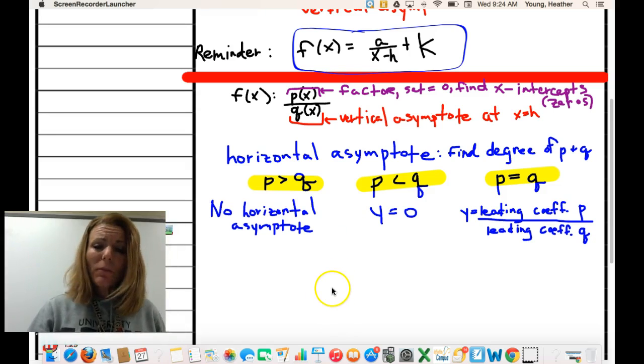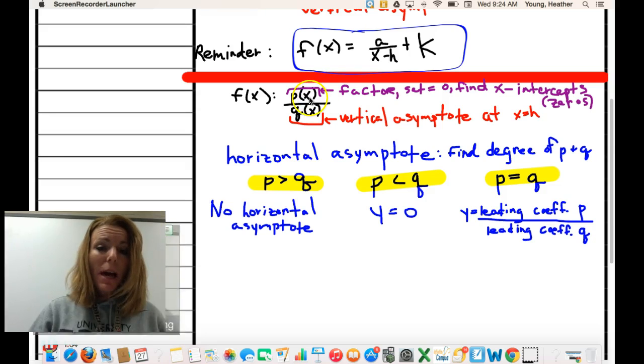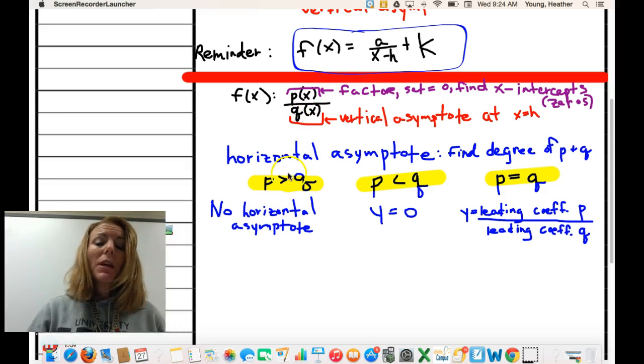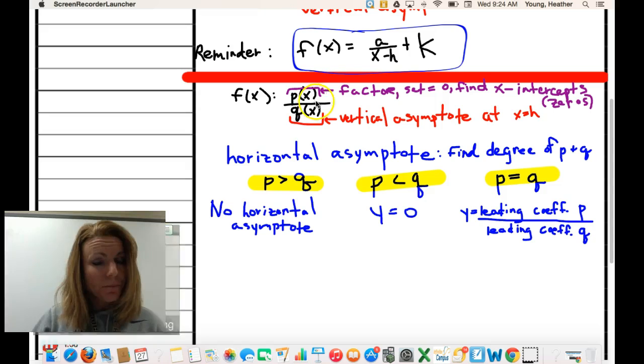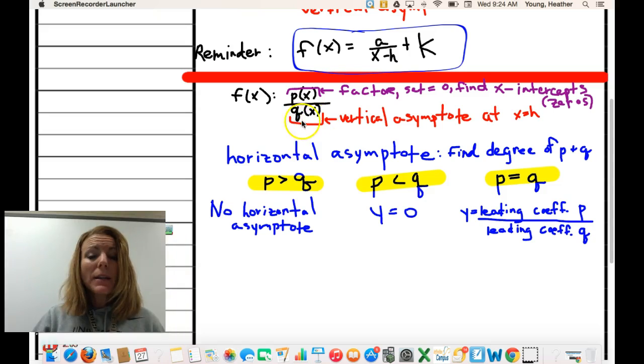Sometimes you're going to get a function that looks like this. You're going to have a polynomial on top and a polynomial on the bottom that you will need to factor each one. It won't be really nice in this form. You guys are so good at factoring now, you will be great. When you're trying to find the zeros, which are the x-intercepts, you're going to factor your numerator, set it equal to 0, and solve for the x values. The denominator you will factor, set equal to 0, and that will be the vertical asymptote.